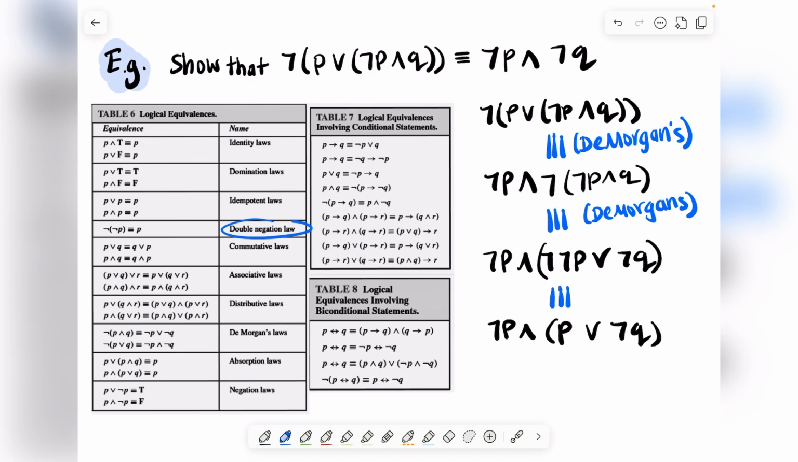And what law was this? This is called the double negation law. So that's when you have two nots. When you're taking the opposite of something, you're just left with that something. But this still does not look like this. So we keep going. We say, what is this equivalent to?